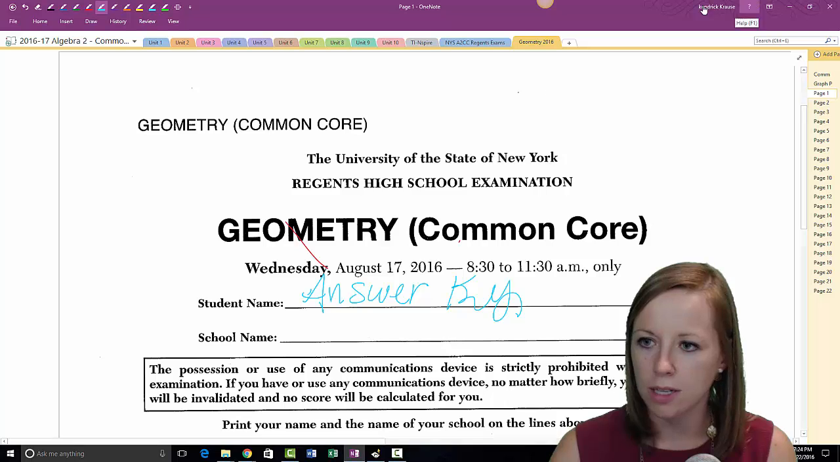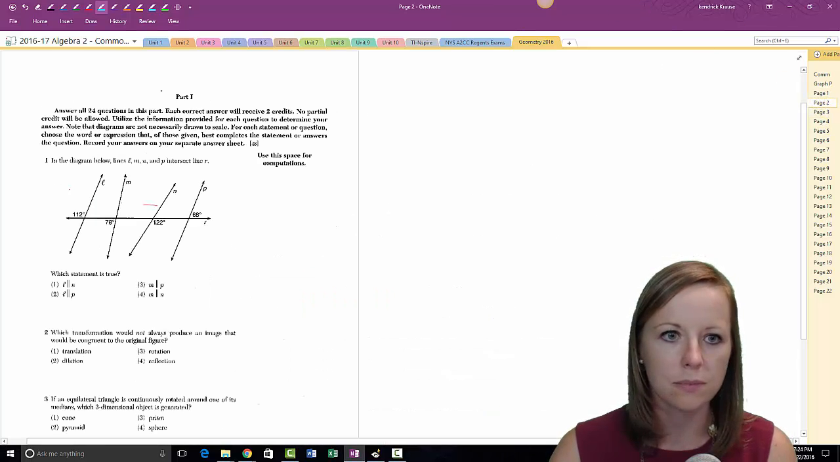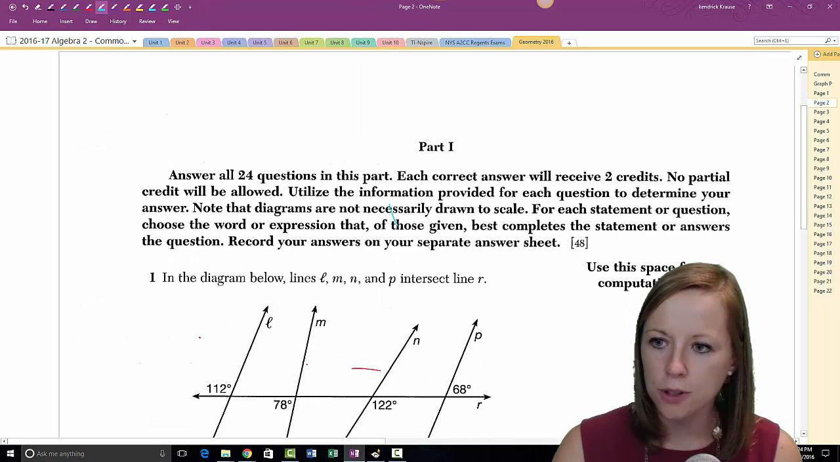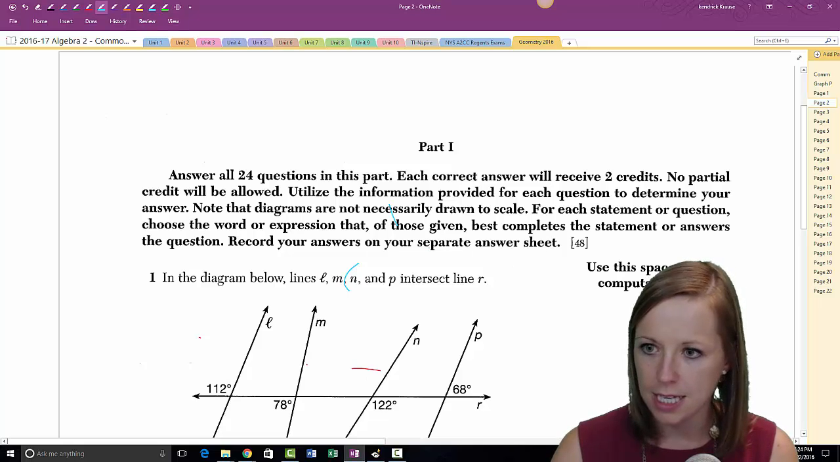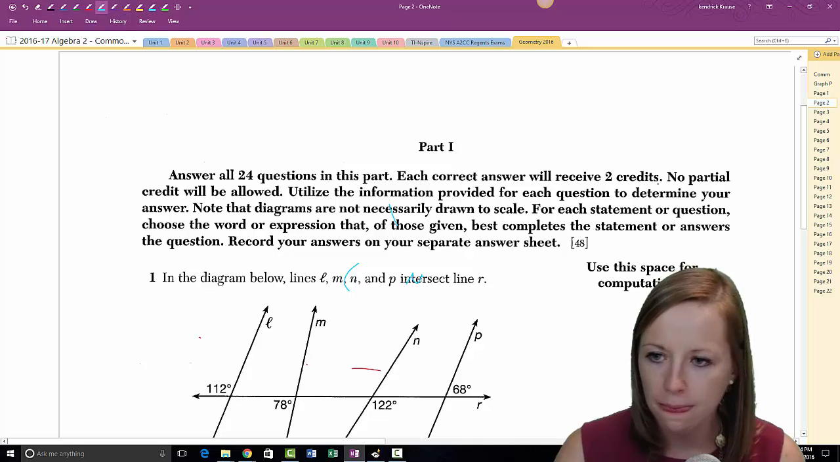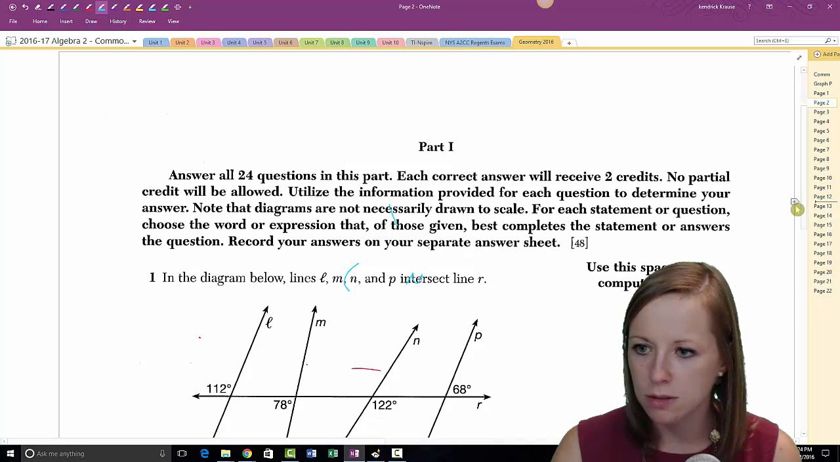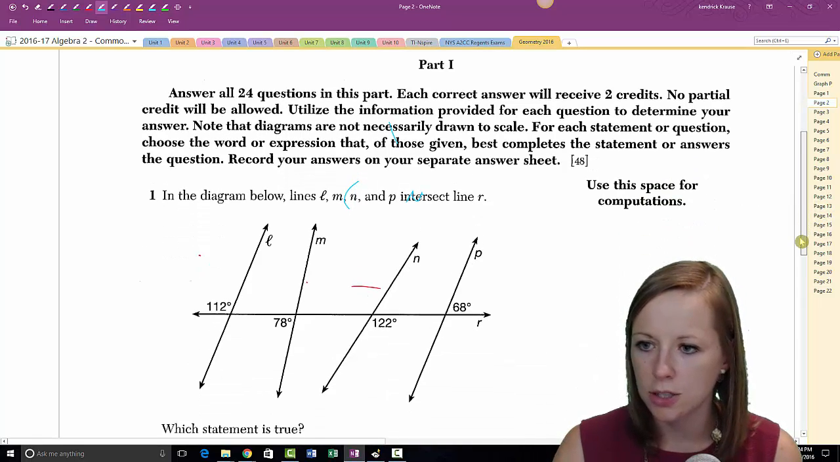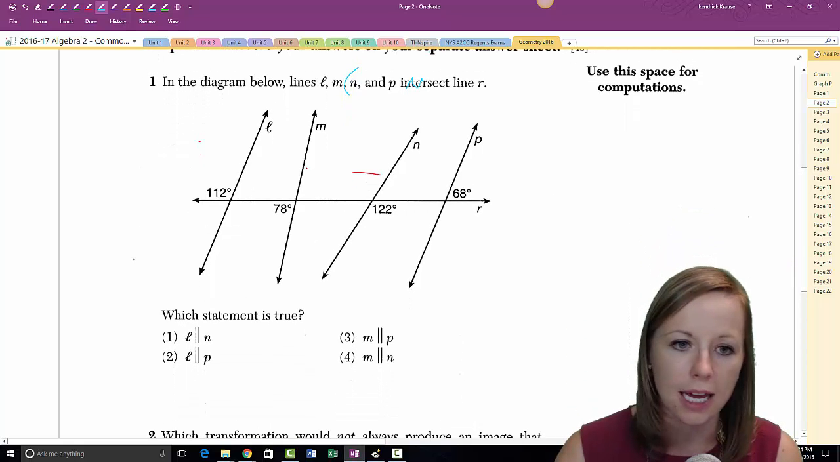All right, so we're going to go on to page 2, which is our first set of questions. So the first question should have been relatively easy for you to do. It just had to do with lines and angles.